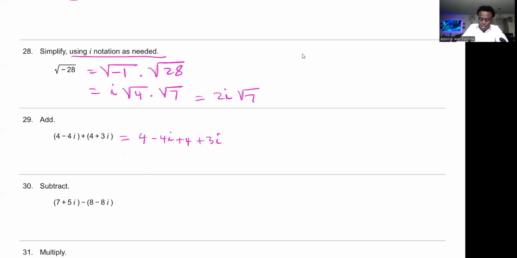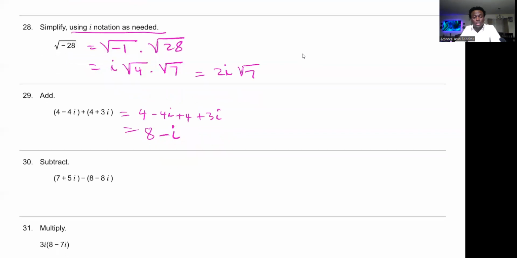Combine like terms, 4 plus 4 is 8. And then -4i plus 3i is -i. Negative 1i, so negative i. That's it.